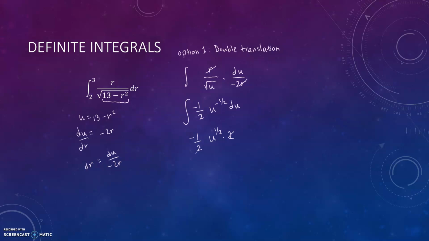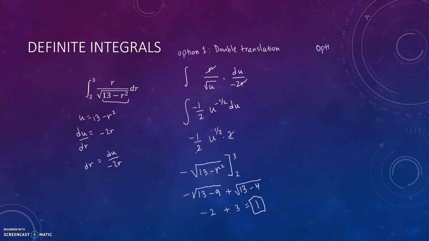So my answer is currently speaking French. Normally it would have a plus c, but this is actually a definite integral. And so I'm going to change it back to English. So it's going to be negative square root of 13 minus r squared. And I'm going to use my limits of integration that also speak English. And then I plug my numbers in. So I have negative square root of 13 minus 9 plus the square root of 13 minus 4. So square root of 4, so negative 2, plus the square root of 9, so 3, and so I get 1.